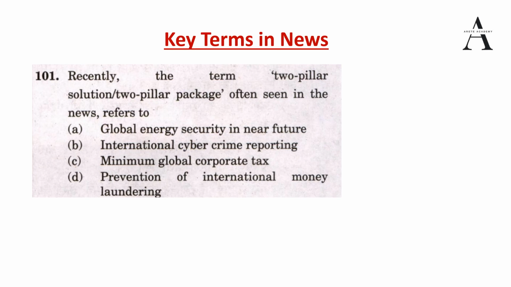So I hope now you know the story. It is not related to option A, that is global energy security in the near future. It is not related to option B, international cybercrime reporting. It is not related to option D, prevention of international money laundering. So it is related with minimum global corporate tax. So basically it is talking about pillar 2. It is not even mentioning pillar 1.